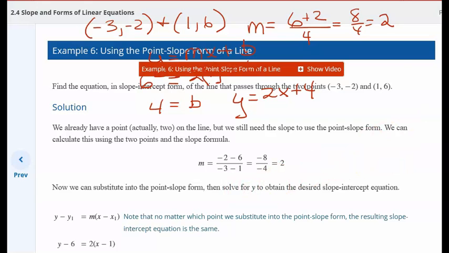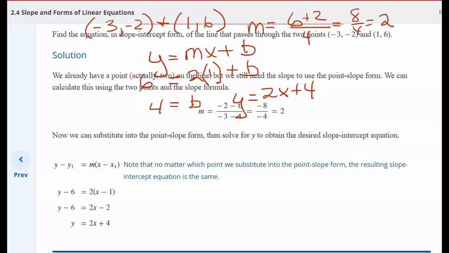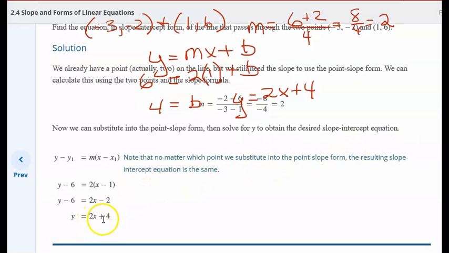And let's look down here at the bottom. Y equals 2x plus 4. Now they're showing you using the point slope form. Again, this is just another way of doing it.